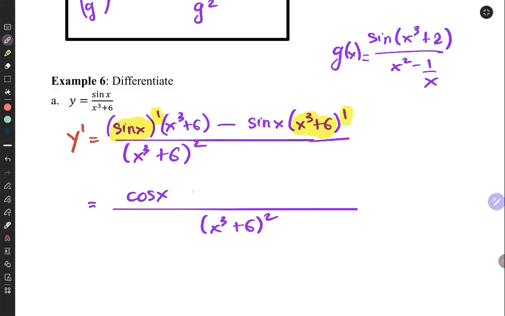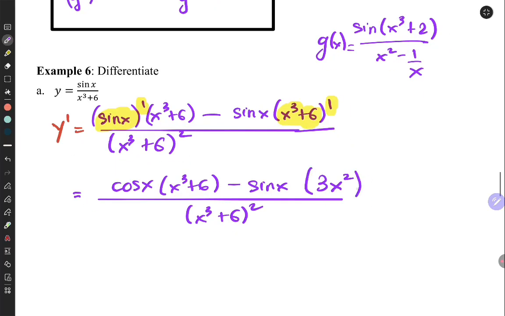So I have cosine of x, x cubed plus 6, minus sine of x. The next derivative will be just 3x squared. Also, write carefully. When you write sine of x times that, whether you write them kind of far away or give it a parenthesis to tell that they are two different functions, try to avoid writing like this. What does it look like? It looks like sine of the whole thing, right? Try to avoid that.